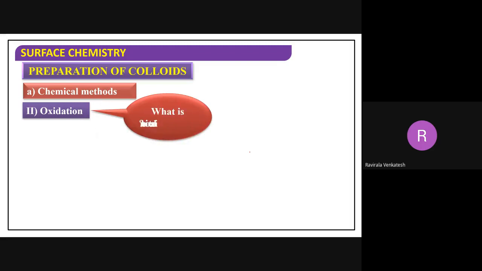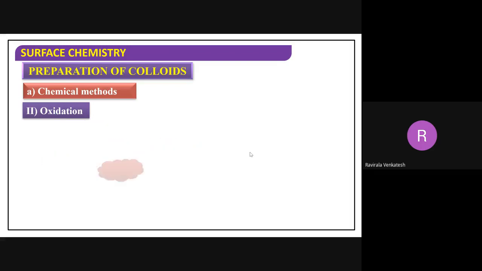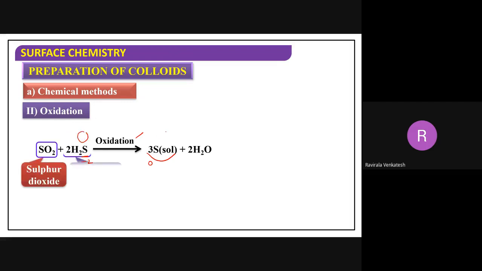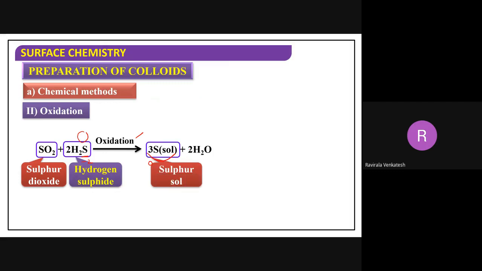Next, the second method is the oxidation method. Now, what is oxidation? Loss of electrons is generally called oxidation. Let me see this one: sulfur dioxide reacting with hydrogen sulfide, an oxidation reaction takes place to give sulfur sol. See here, the sulfur oxidation state is -2, and here it is 0. So, loss of electrons is an oxidation reaction. The oxidation state is -2 converting into 0, loss of electrons. So we got sulfur sol. This is a chemical method, the oxidation reaction.